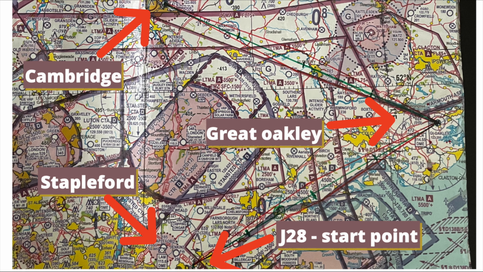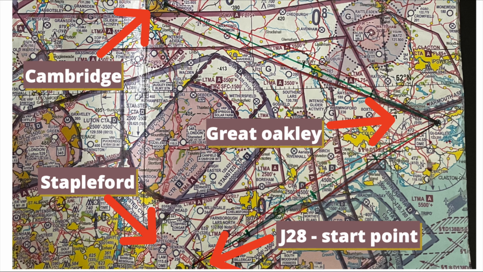In my navigation flight I'm going to be taking off from Stapleford and travelling northeast to Great Oakley. Great Oakley is a gliding site, which is the end of my leg one, and then I'm going to be continuing on to Cambridge. But in this video I'm only going to be going from Stapleford to Great Oakley.